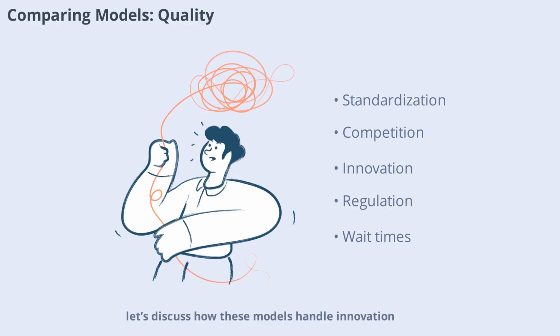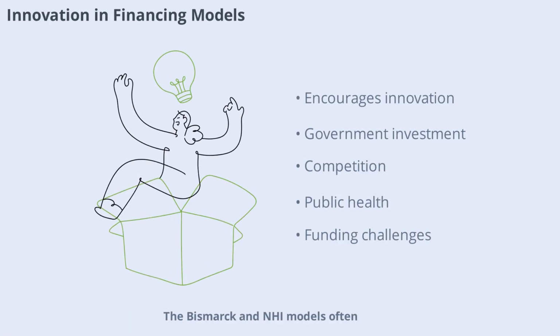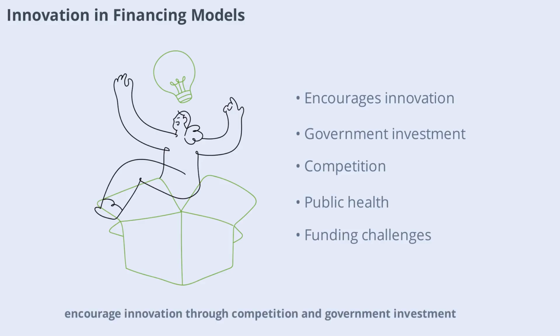Next, let's discuss how these models handle innovation. Innovation is essential for improving healthcare delivery and outcomes. The Bismarck and NHI models often encourage innovation through competition and government investment. The Beveridge model can also foster innovation, especially in public health initiatives. However, the out-of-pocket model may limit innovation due to lack of funding and infrastructure. Balancing innovation with cost and access is a common challenge.